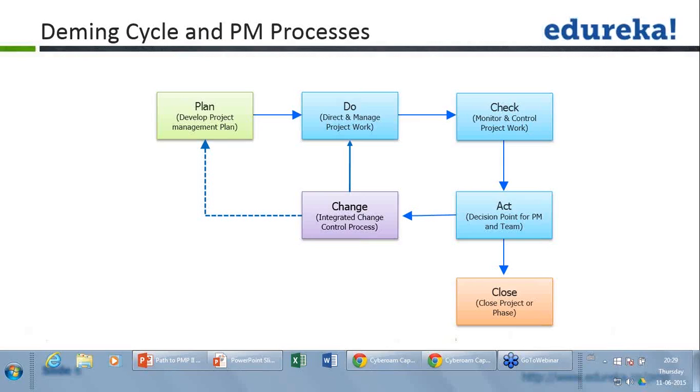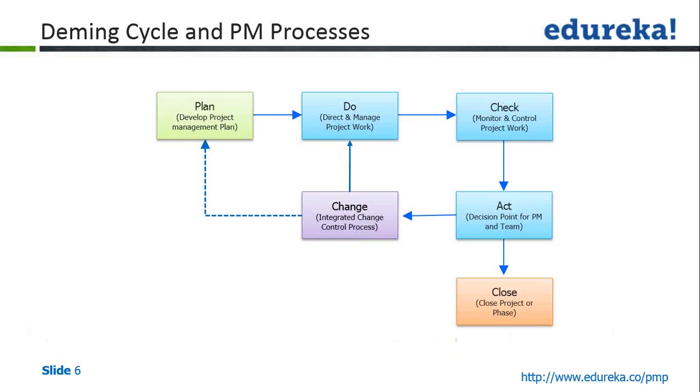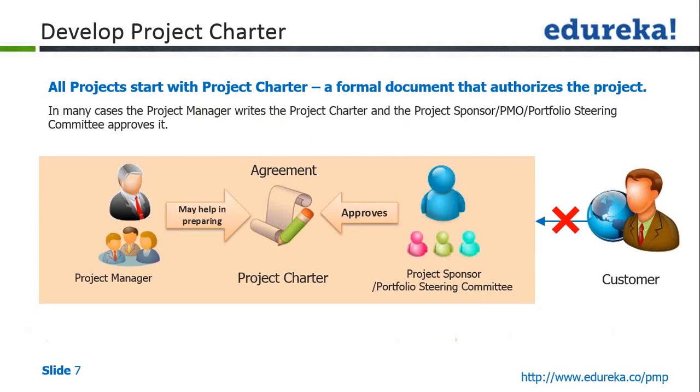So this is a simplified PM process here, and then I have linked it to the Deming cycle for better understanding. I hope it is clear to everyone. If you have any question, please let me know. And if there are no questions, let us move to the next slide here.